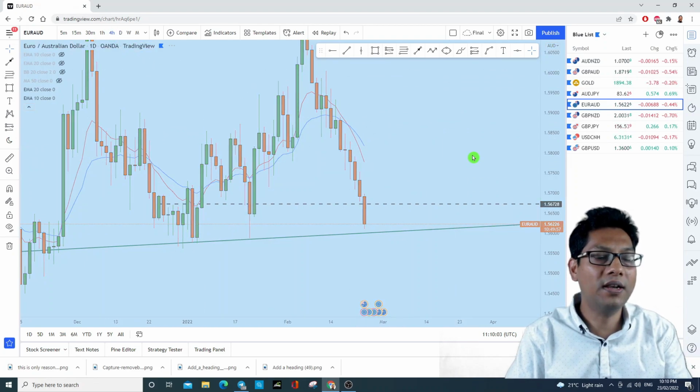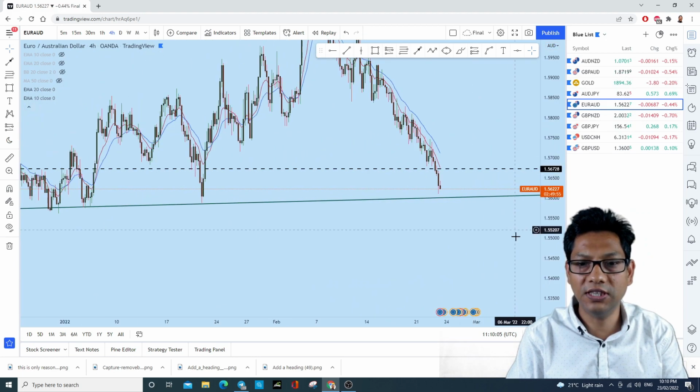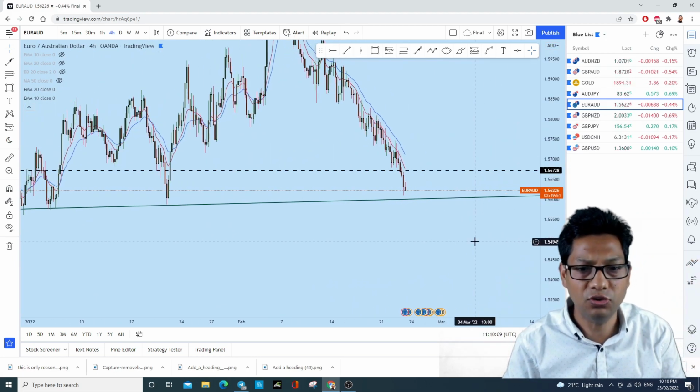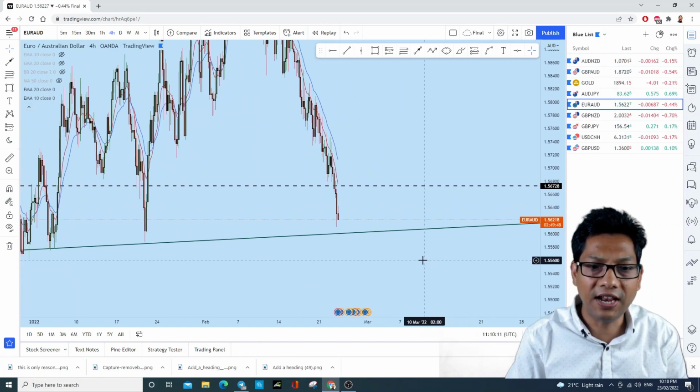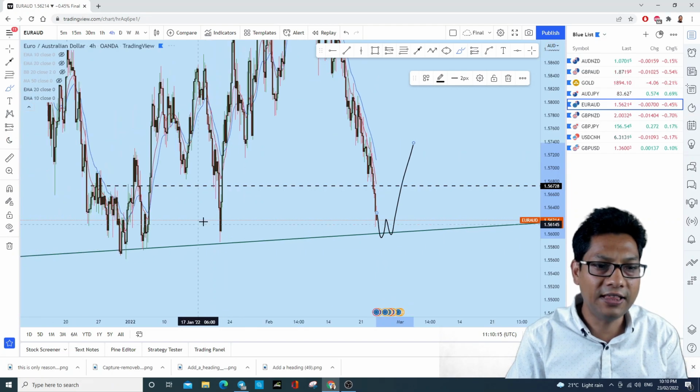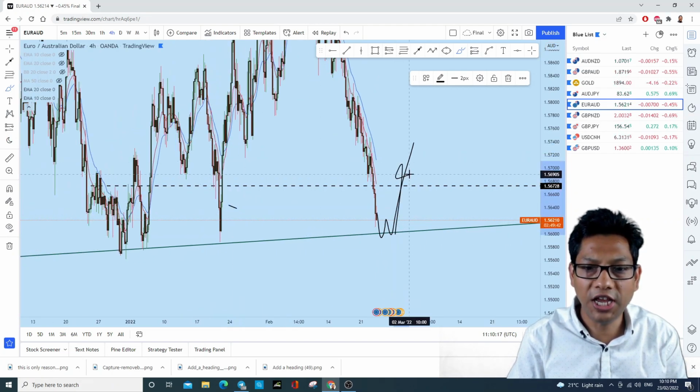Then what condition we will be waiting for? See, the price is still strongly bearish. Never think of buying in this situation. We need a reversal pattern here, something like a double bottom like this one, or a strong bullish engulfer.